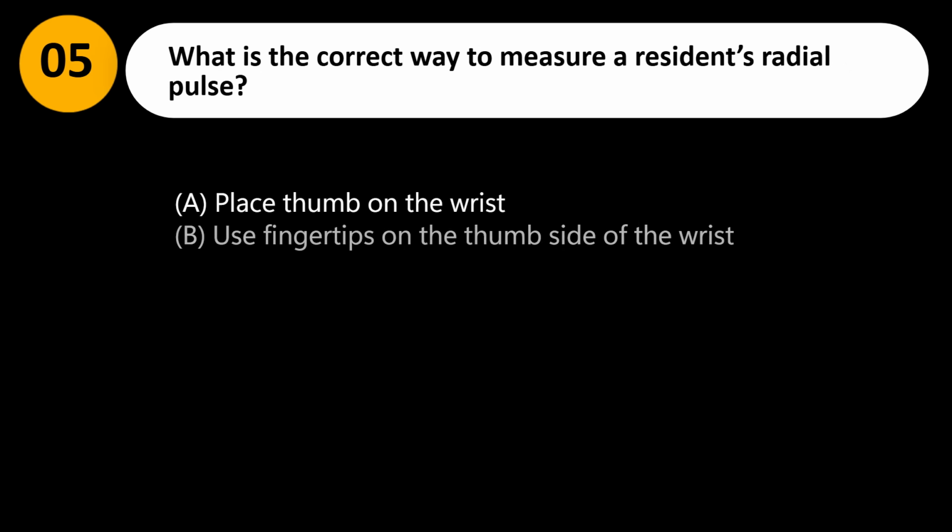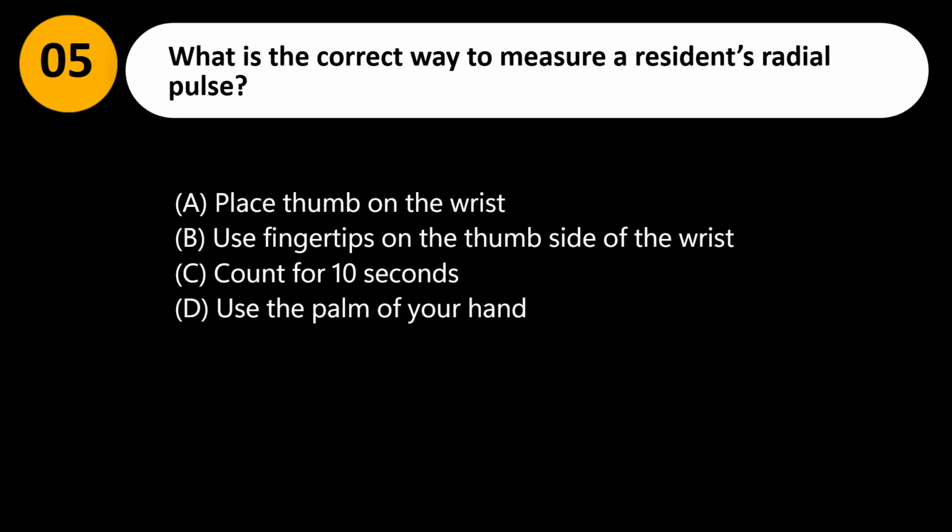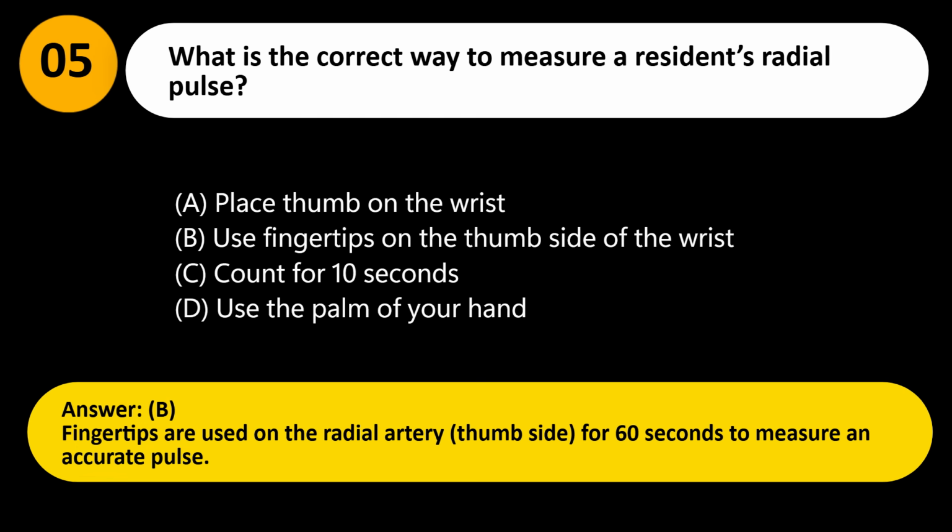What is the correct way to measure a resident's radial pulse? A. Place thumb on the wrist. B. Use fingertips on the thumb side of the wrist. C. Count for 10 seconds. D. Use the palm of your hand. Answer, B. Fingertips are used on the radial artery, thumb side, for 60 seconds to measure an accurate pulse.